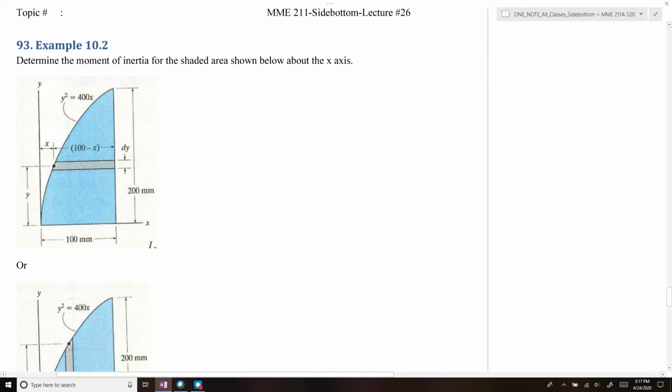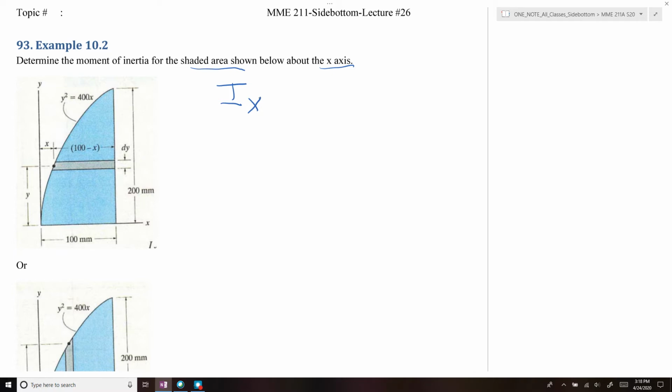So in this problem, we're asked to determine the moment of inertia for the shaded area below the x-axis. So what we're looking for is I of x. Okay, so we can do this using two formulas.